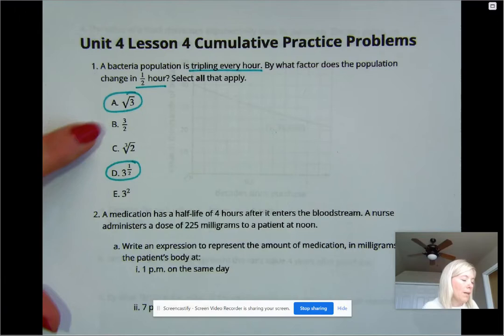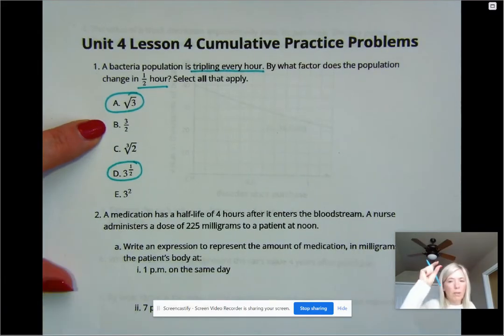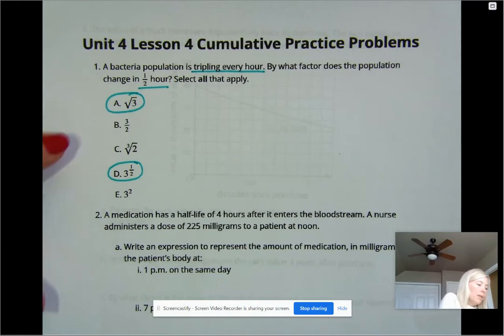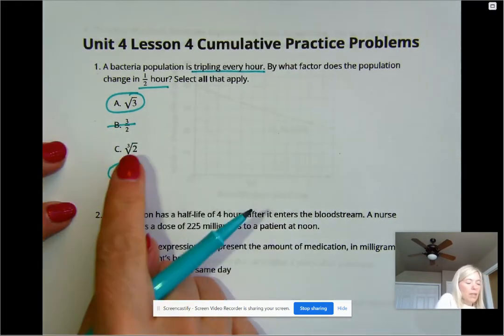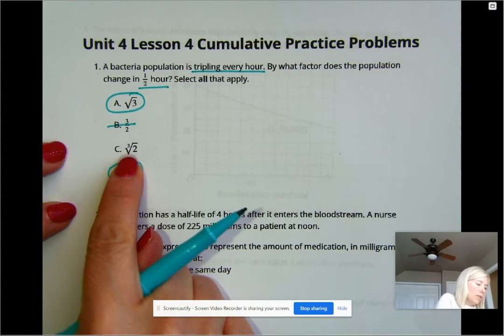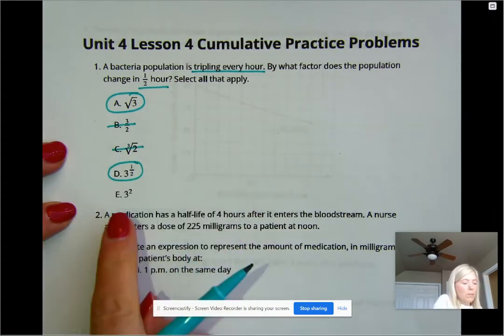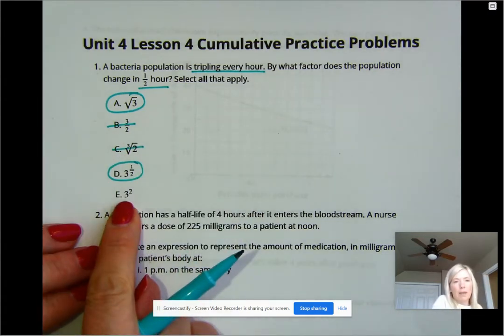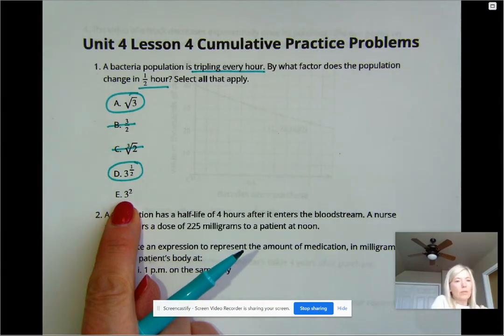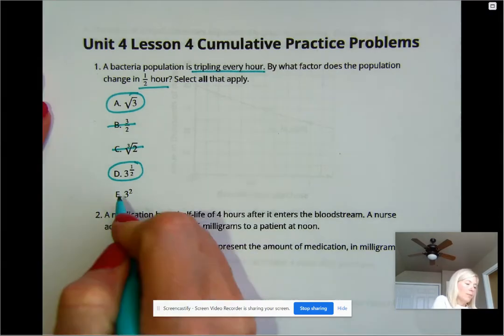That would just be dividing it by 2, but with exponential, we're dividing the exponent, not the factor, so not B. This would be the cube root of 2, so not C. And then this would be 3 to the second, so that would be like in 2 hours, not in a half an hour, so not E.